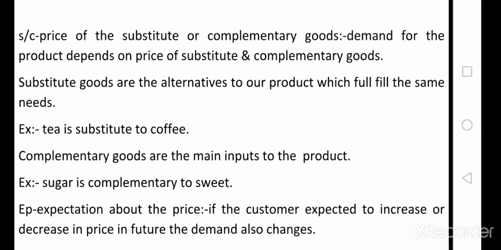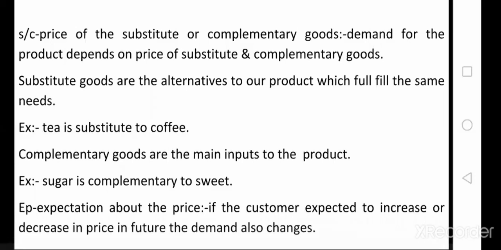The demand determinant factors are the price of substitute or complementary goods. Tea and coffee are the best substitutes. By a change in the price of the substitute goods, the demand for our product changes. And complementary goods are the main input for our output production. By changes in the complementary goods price, the demand for our product also changes. Next one is expectations about future price.